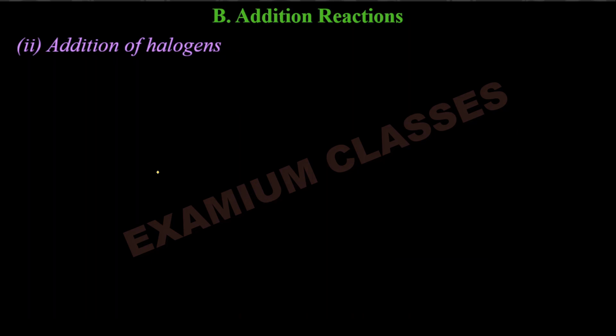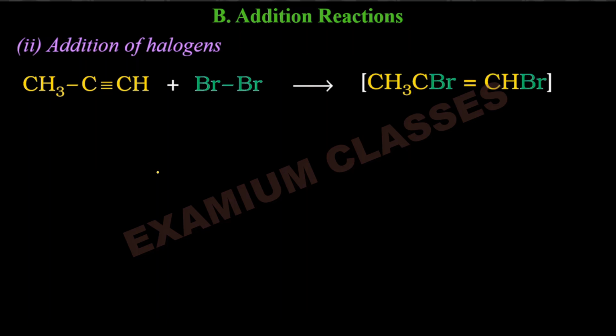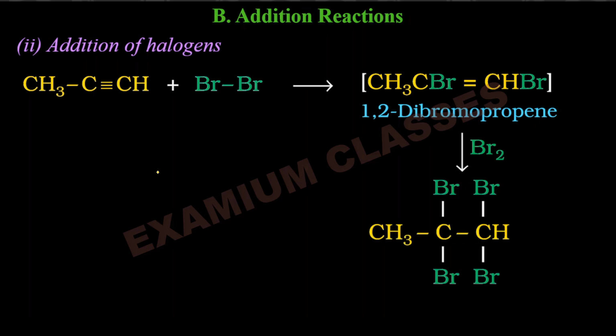Addition of halogens: when alkynes react with bromine or chlorine, we get vicinal dihalide alkenes. Then this further reacts with bromine, and again the next pi bond breaks and the bromines get attached. So it is actually now 1,1,2,2-tetrabromopropane.